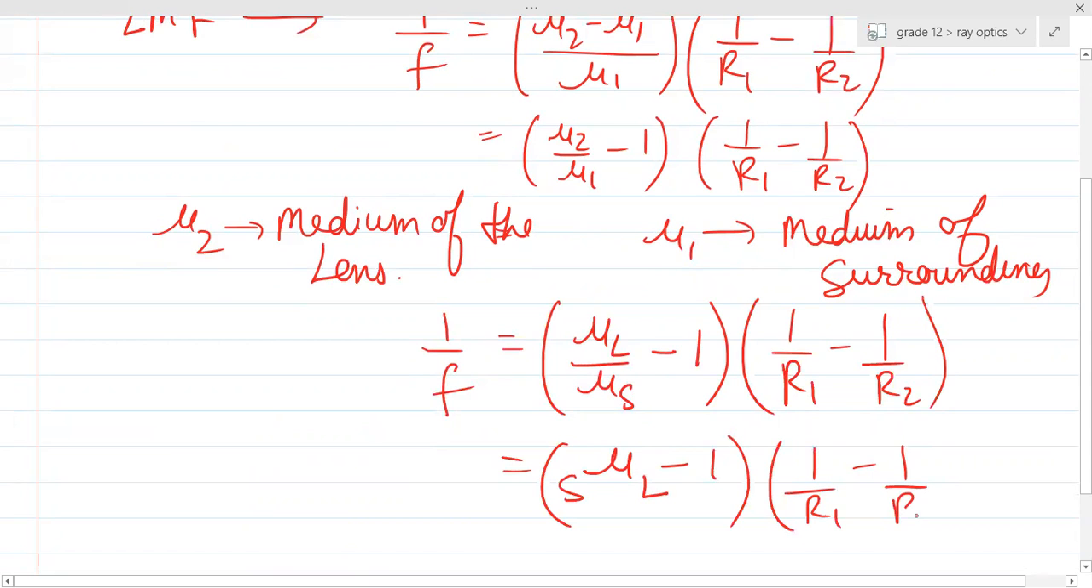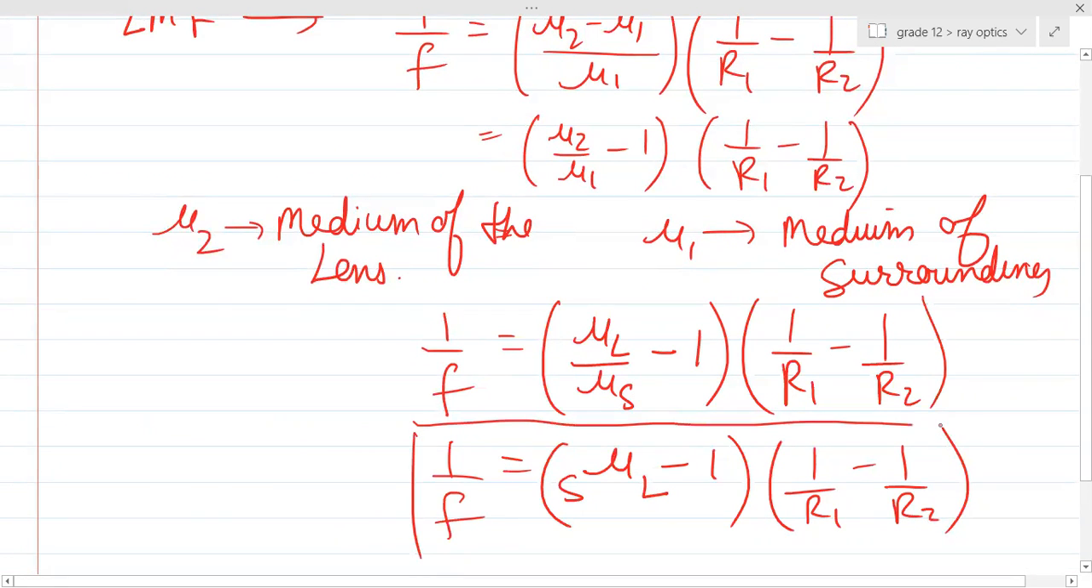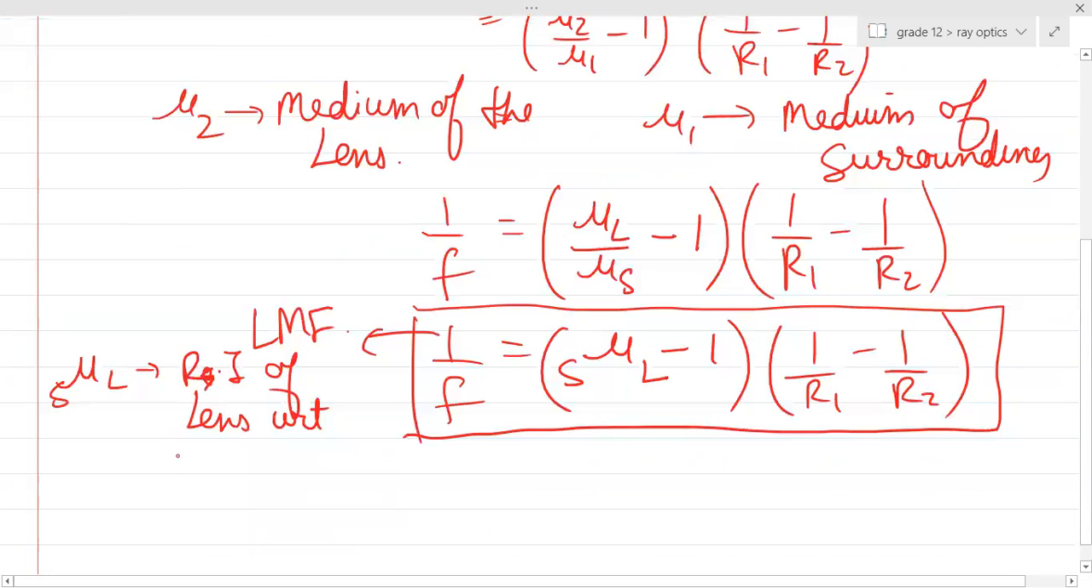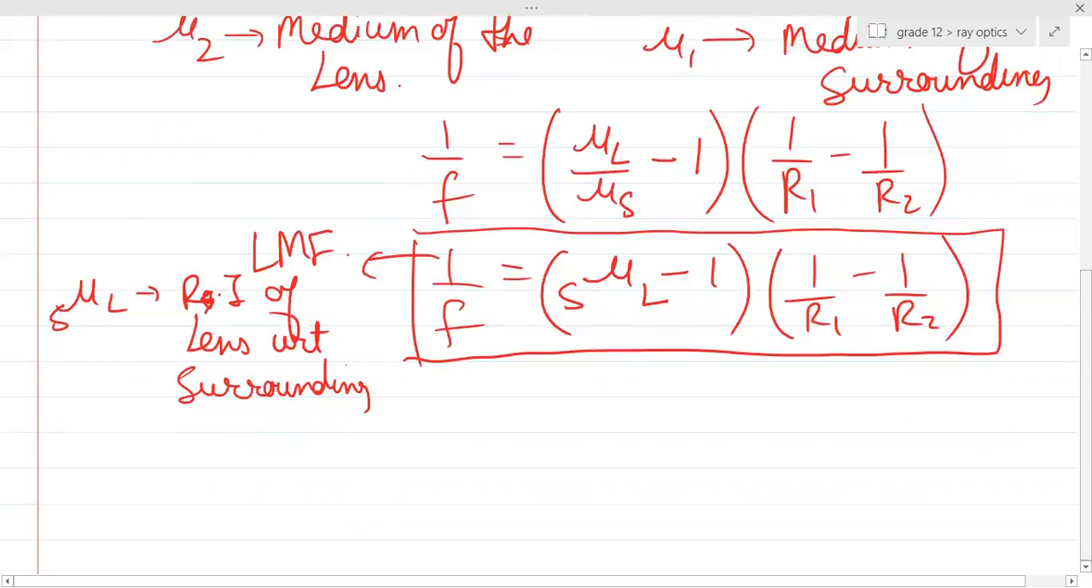Yeah. So please remember this, this is the most common formula we'll be using very often. This is our lens maker's formula where mu LS is basically the refractive index of lens with respect to surrounding. So anyways, we wanted to define what is this focal length in various cases, right?